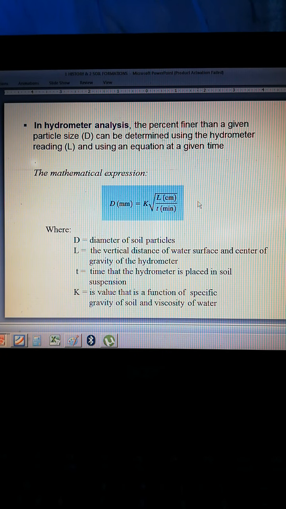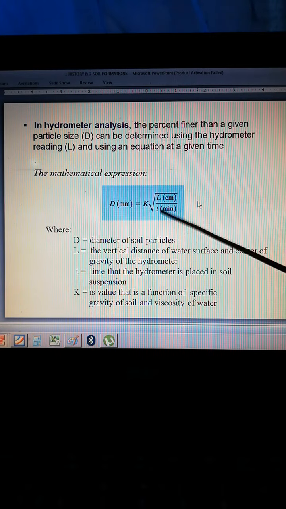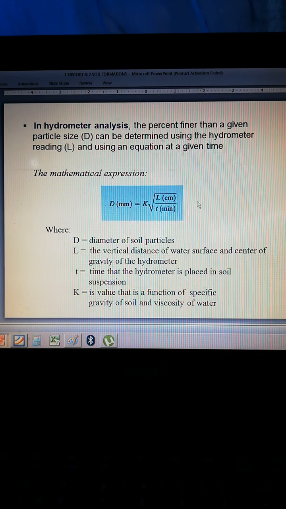There is time involved here because you have to allow the particles of clay to settle, so you have to measure the time. Even the velocity when it settles. In this formula we don't have the velocity but the length and the time. Length and time: the distance that it moves from one point to another, then you time it, and you can have the velocity.